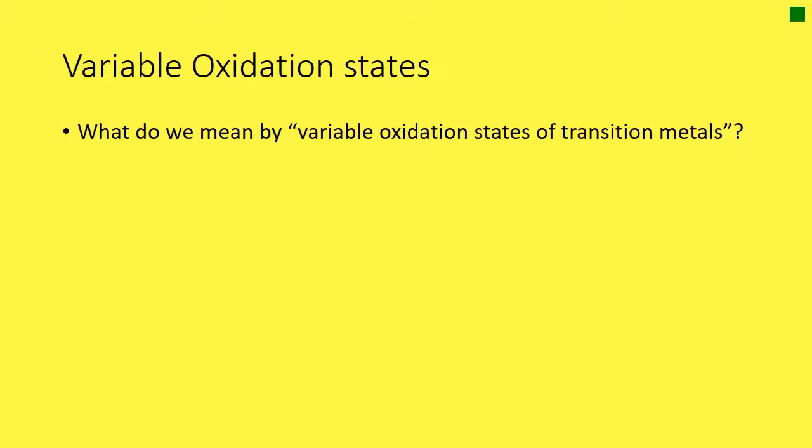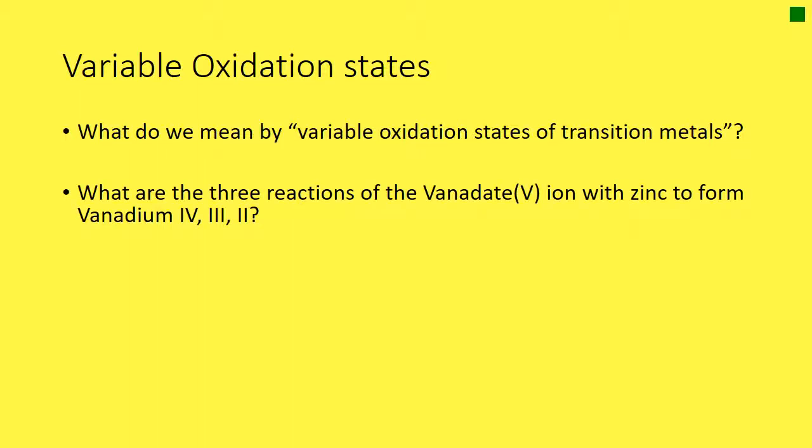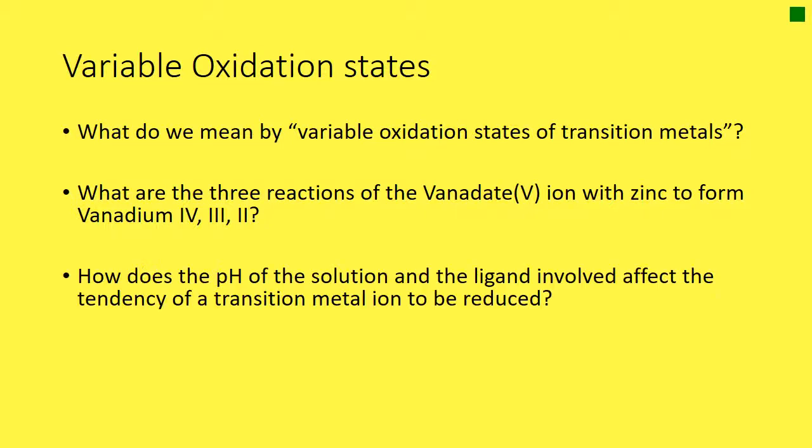these transition metals. And then, what are the three reactions of the vanadate 5 ion, that's a vanadium molecular ion? What are the three reactions of that ion with zinc to form vanadium of the oxidation states +4, +3 and +2? Then we want to have a look at how the pH of the solution and the ligand affect the tendency of the transition metal to be reduced.